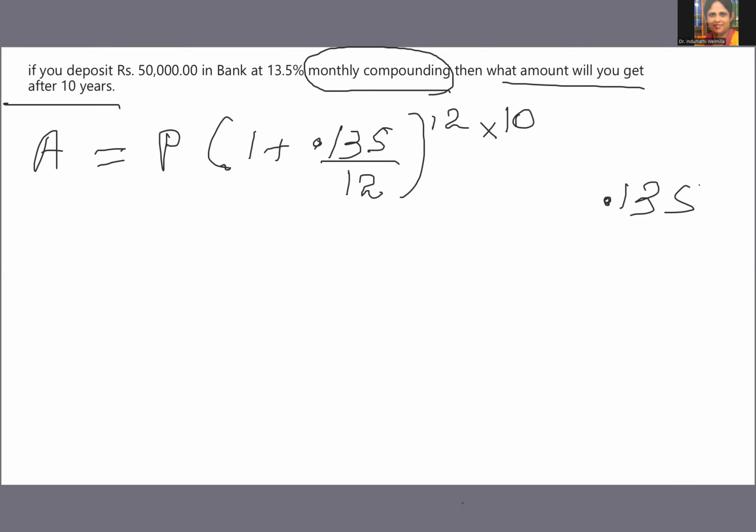So just the same method you can use when simplifying this one, right? So instead of P, we can put our 50,000 value.